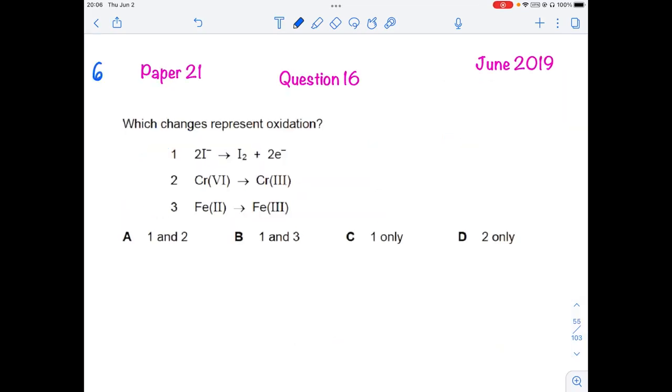Coming to the next question, question number 61. Which change represents oxidation? So this was -1, it became 0. -1 to 0 means loss of electrons, and loss of electrons is oxidation. Now the next one is +6 to +3, which is gain of electrons. Gain of electrons is going to be reduction.